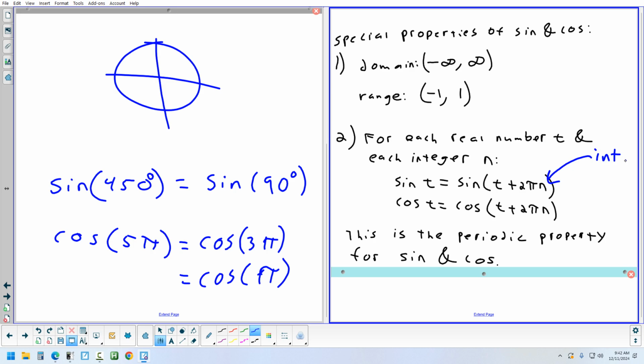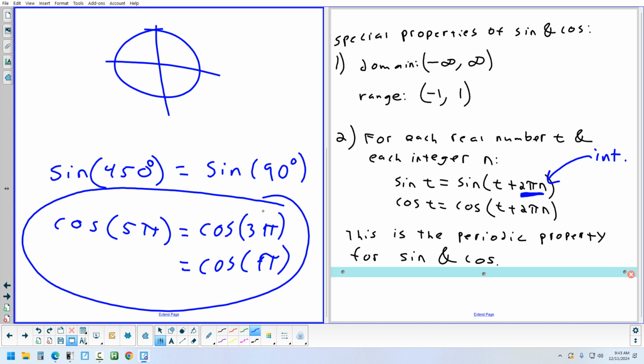I could add 4 pi, 6 pi, 8 pi, 10 pi, 12 pi. Or I could subtract 2 pi, 4 pi, 8 pi, 10 pi, 12 pi. I can add or subtract as many copies of 2 pi as I want, and it will not change the original answer. That's what I'm trying to show you right here. In this case, I subtracted copies of 2 pi, but I could have added it as well.